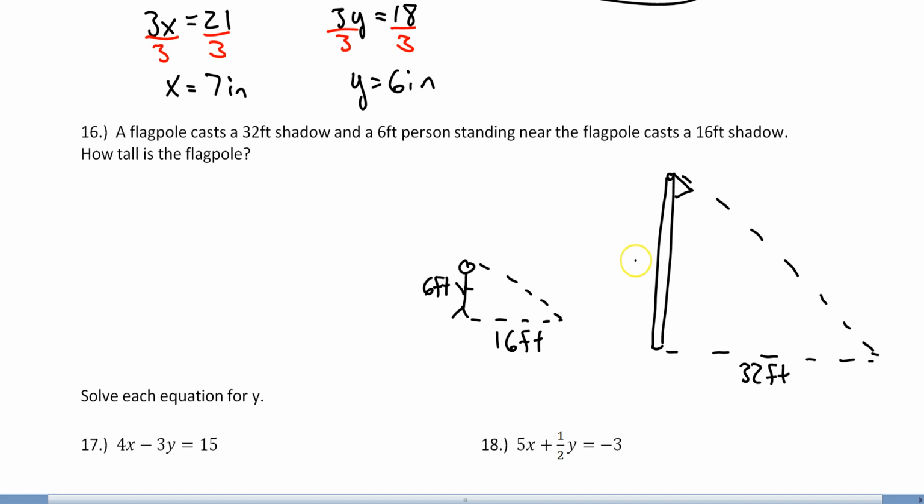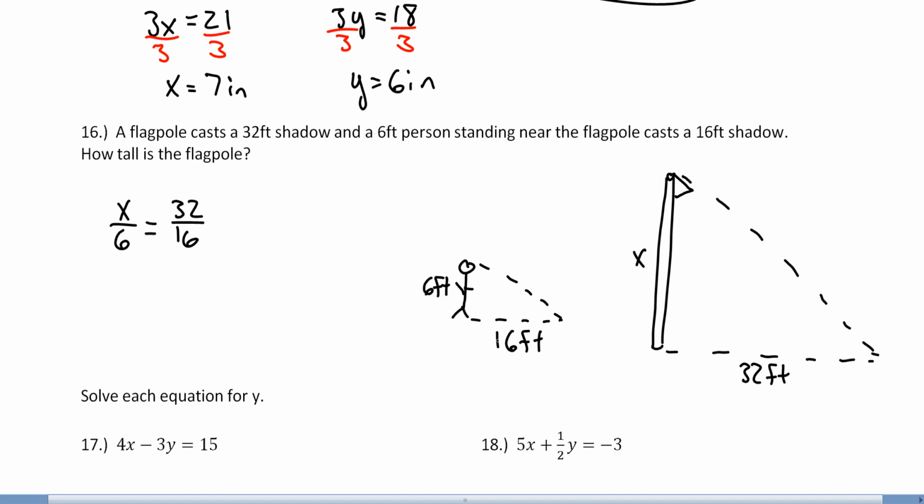I don't know the height of the flagpole, so I'm going to call it x. And I just compare. I say, okay, the height of the flagpole compares to the height of the person. And then the shadow of the flagpole compares to the shadow of the person. And as long as we're consistent in terms of the setup here, you could do x over 6 equals 32 over 16. Or you could do the height of the flagpole compares to its shadow, so x over 32 equals 6 over 16. And either way, you'll get the same answer.